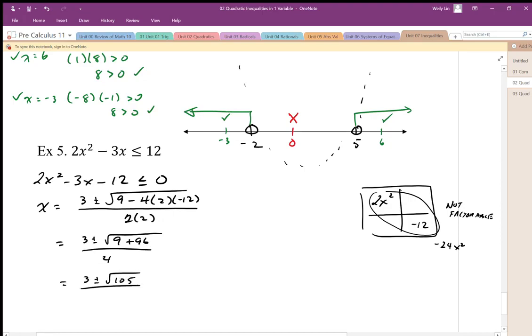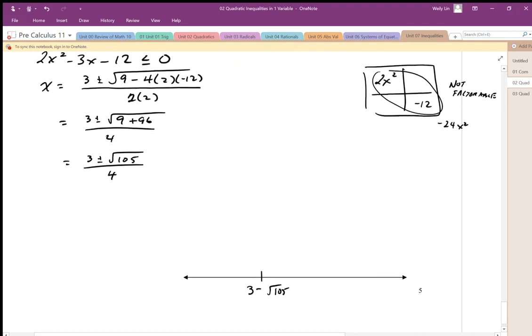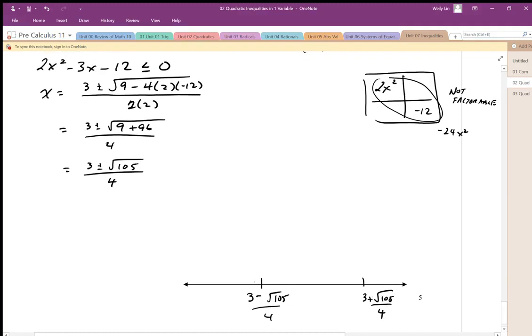So we need to establish that solution first, and then put it on the number line. This is going to be 3 minus the square root of 105, divided by 4. And then we have 3 plus the square root of 105, divided by 4. Those are our boundaries. It's less than or equal to 0, so we want to include those boundaries in here.